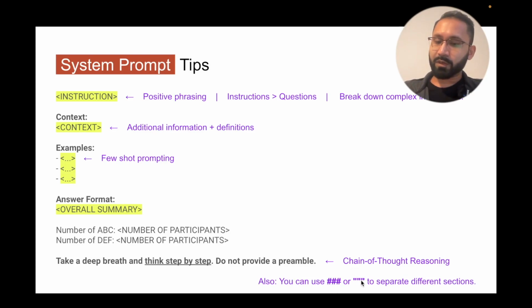Last bit of tip is if you want to separate different sections, just use triple hashes or triple quotation marks. That's what I tend to do. So with the code, I would enclose the code within these type of triple quotation marks.